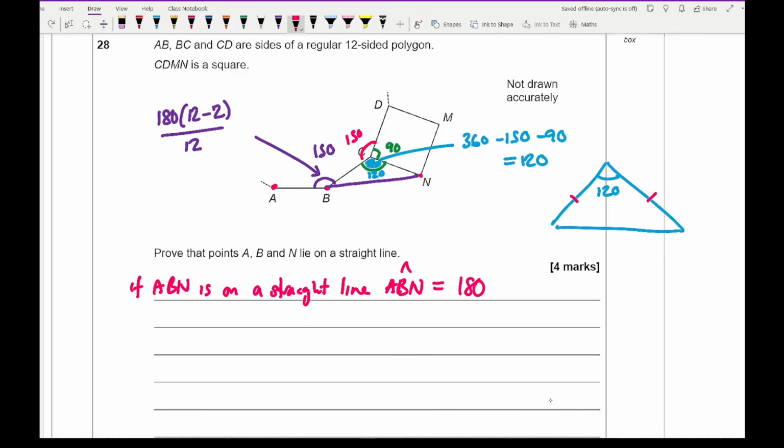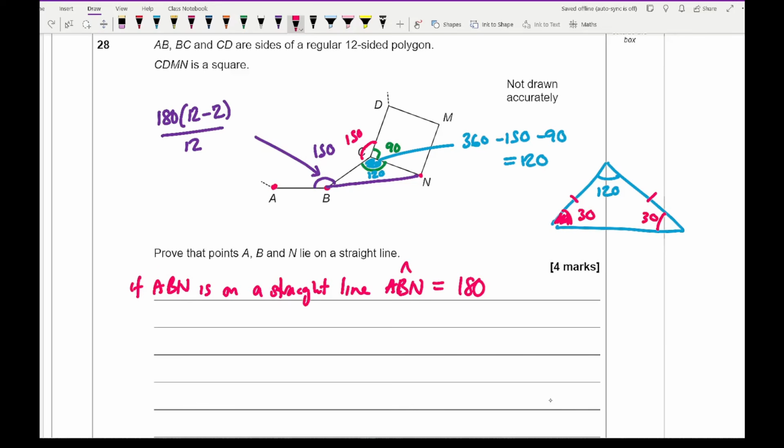Now we know that this side is going to be the same as that side, because the side of the 12-sided polygon is the same as the square, because we know that from DC. So that means that this triangle here must be an isosceles triangle. So I can then work out what this angle here is going to be. So it's going to be 180, take away 120, divided by 2, so it equals 30.